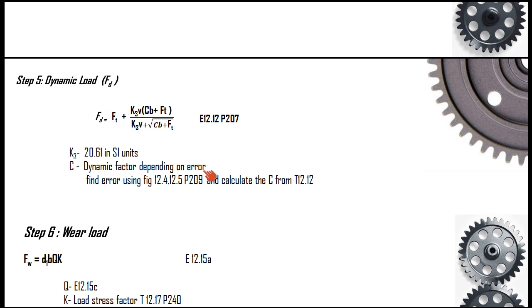In the introduction class, I have told you there are various causes for the error, irregularities. So C is a factor depending upon the irregularity, error, that can be obtained by referring to figure 12.4, 12.5, page number 209, and table 12.12. Let us go and see what is given over here.